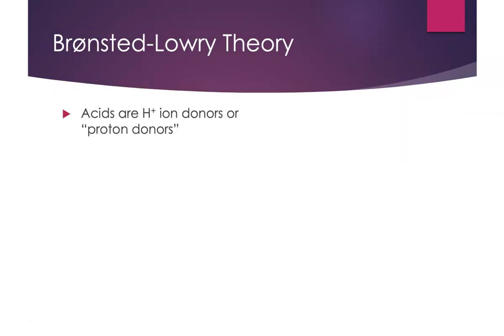In Bronsted-Lowry theory, acids are defined as substances that are hydrogen ion donors or proton donors. A hydrogen ion, H+, is basically a proton. And so we can say it's a proton donor. Bases in this theory accept hydrogen ions. They take the hydrogen ions and we call them proton acceptors.